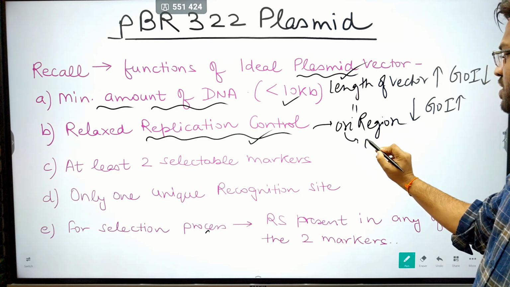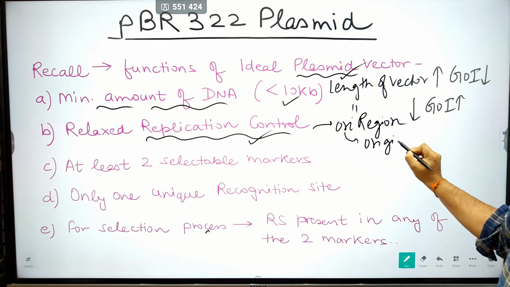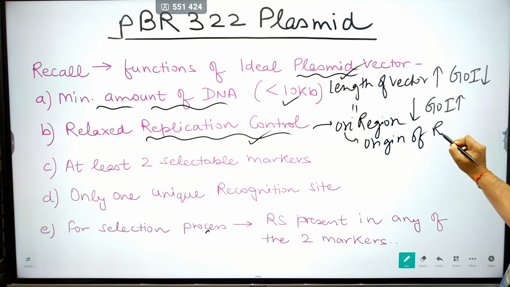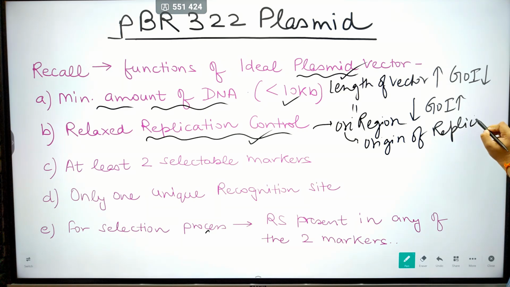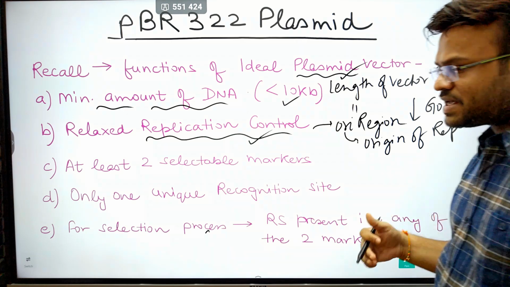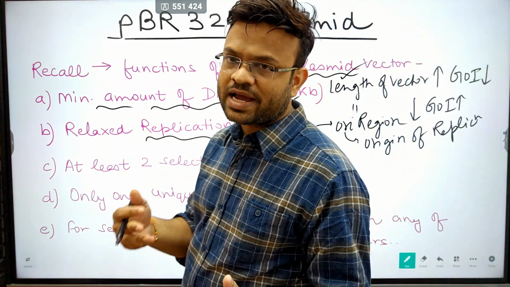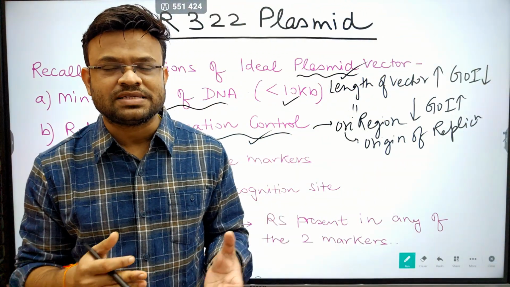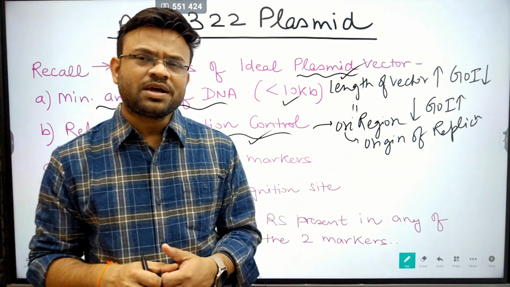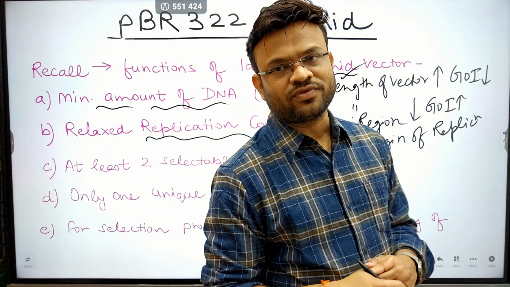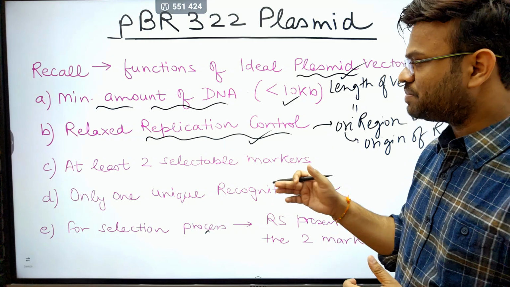ORI is the origin of replication. Now, what is the origin of replication? It is the site from which the replication begins inside a vector. So in pBR322 also there will be an origin of replication that we would be talking about in the upcoming slides.